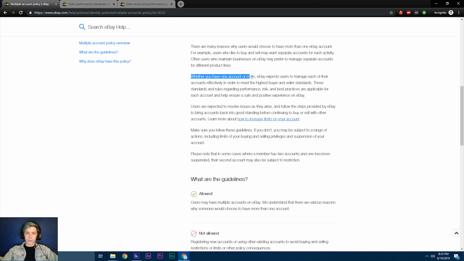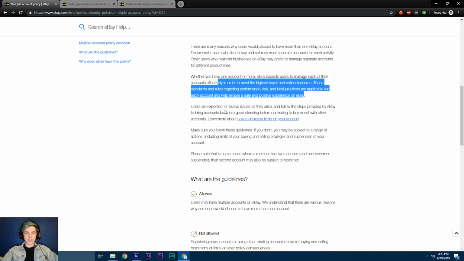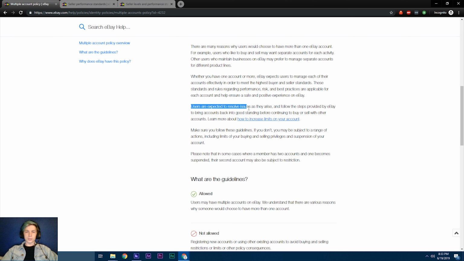Whether you have one account or more, eBay expects users to manage each of their accounts effectively in order to meet the highest buyer and seller standards. The seller standards we're talking about. These standards and rules regarding performance, risk, and best practices are applicable for each account and help ensure a safe, positive experience. Users are expected to resolve issues as they arise and follow the steps provided by eBay to bring accounts back into good standing before continuing to buy or sell with other accounts.